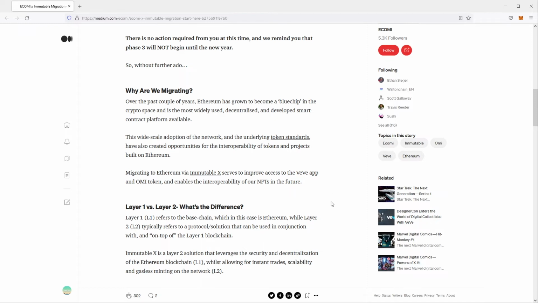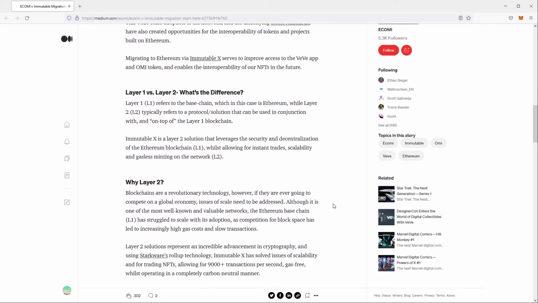And going right along here, layer 1 versus layer 2. What is the difference? Well, layer 1, L1, refers to the base chain, which in this case is Ethereum, while layer 2 typically refers to the protocol solution that can be used in conjunction with and on top of the layer 1 blockchain. Immutable X is the layer 2 solution that leverages the security and decentralization of the Ethereum blockchain, L1, whilst allowing for instant trades, scalability, and gasless minting on the network, L2.